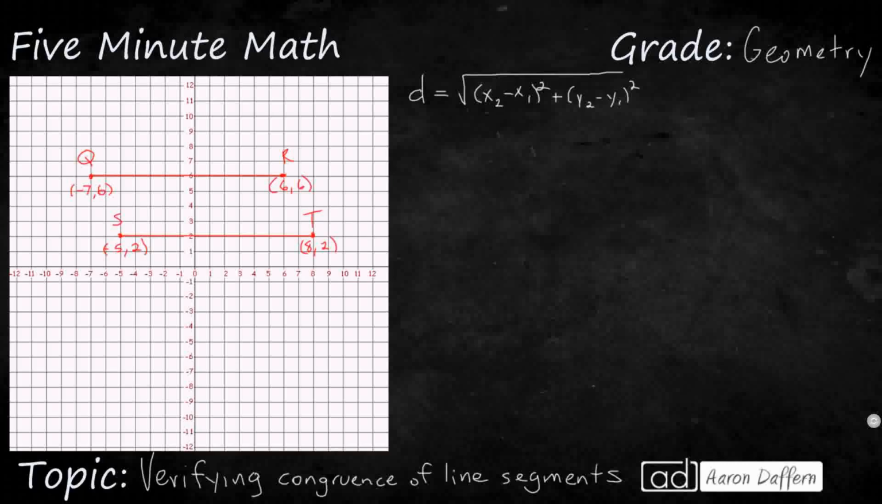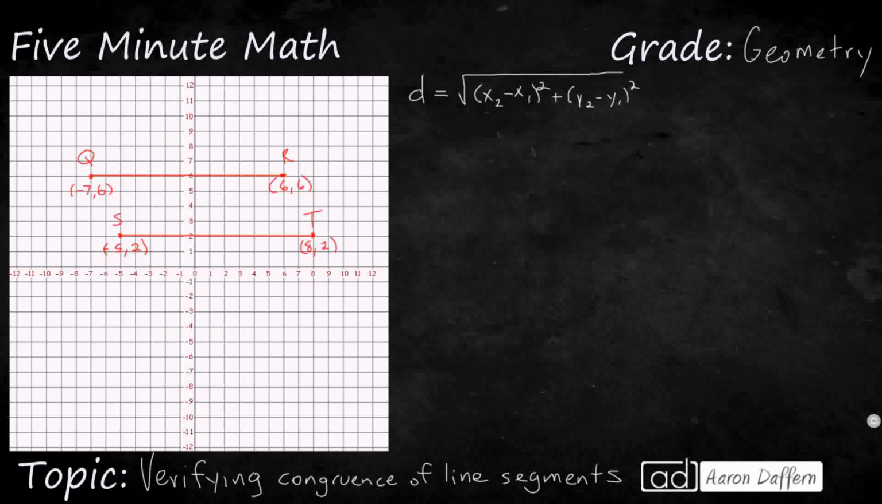Today we are looking at the geometric concept of line segments, specifically how we can use the distance formula to verify congruence, and we'll do it in 5 minutes or less. So we have the distance formula here on the screen. We've got two line segments that are parallel, and they're horizontal. So we can verify that they're congruent just by counting units.